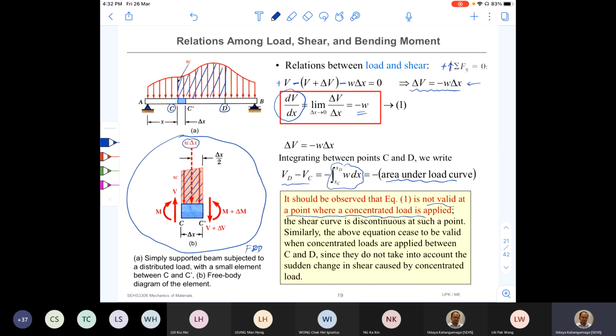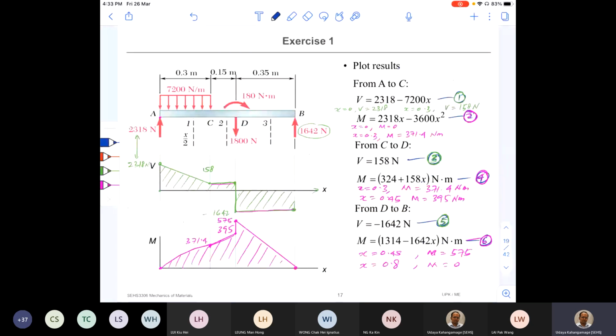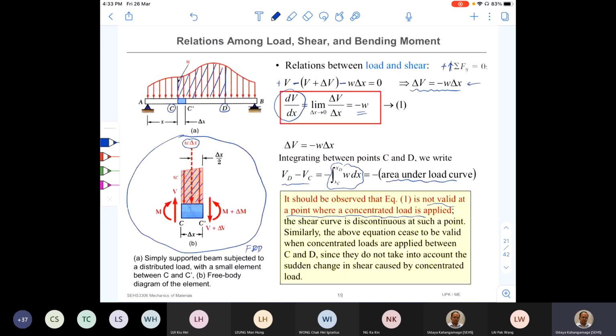Why? At that point, as you observed in the previous example, if I go back to that example, you can see that here there's a concentrated load. Suddenly, you can see the shear force becomes discontinuous, right? So therefore, this equation is not valid at those concentrated load application points. So it is valid for distributed loads, and even if there is a concentrated load between or with the distributed load, then again this is not valid. Okay, as long as the load is continuous, then this equation is valid.